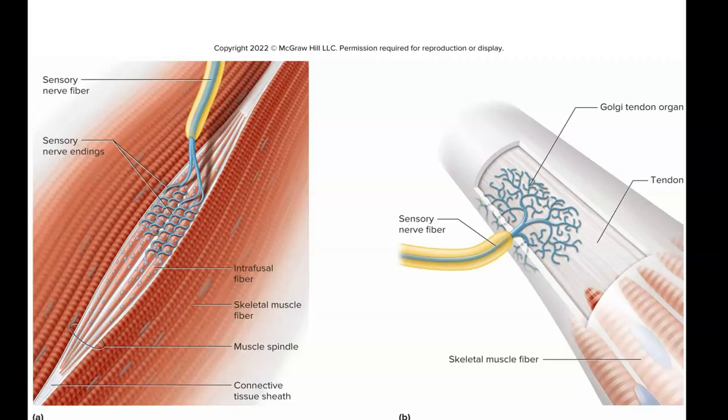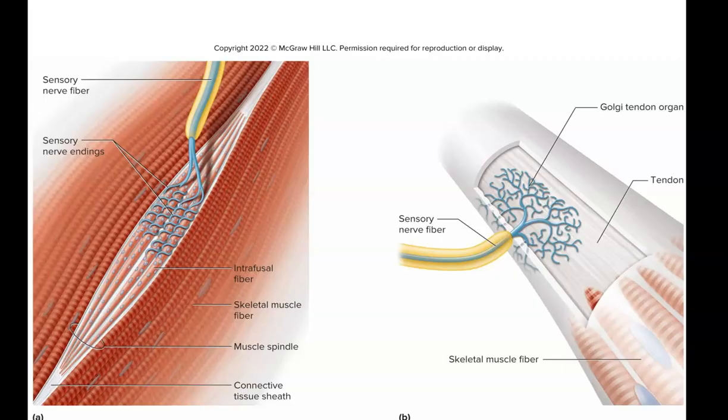Each intrafusal fiber has near its center a specialized non-striated region with the sensory nerve fiber wrapped around it. And so with the striated portions of the intrafusal fiber, it's going to contract as needed to keep that spindle taut at different muscle lengths. So this is going to be the whole muscle is going to help it stretch and help that muscle spindle also trigger a sensory impulse on this nerve fiber that you see wrapping through it.